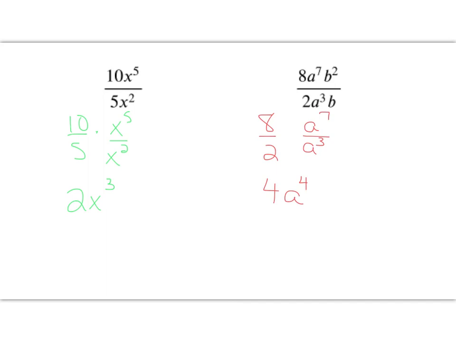Now look at the b's, simplify, tell me what your new exponent is going to be. It's b squared divided by b. Remember that there's a 1 there, and 2 minus 1 is 1. So my b is just b to the first power, or b. So my final answer is 4a to the fourth, b.